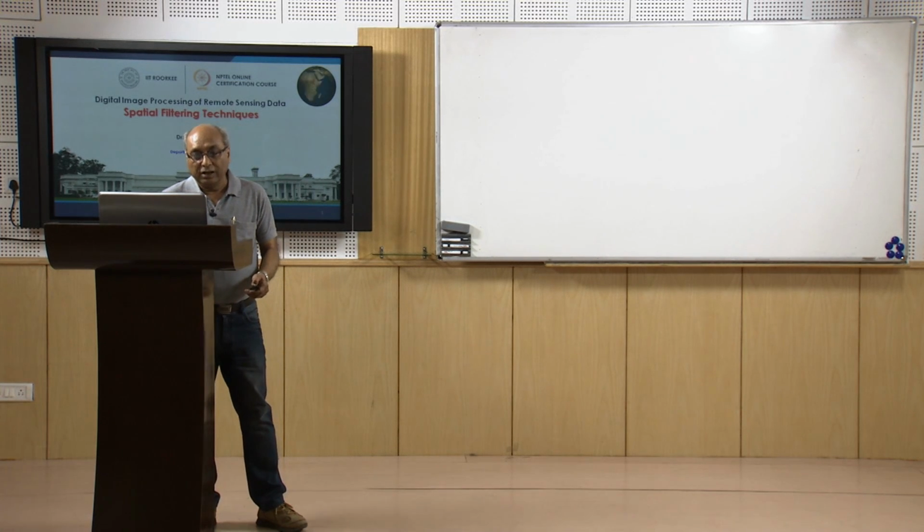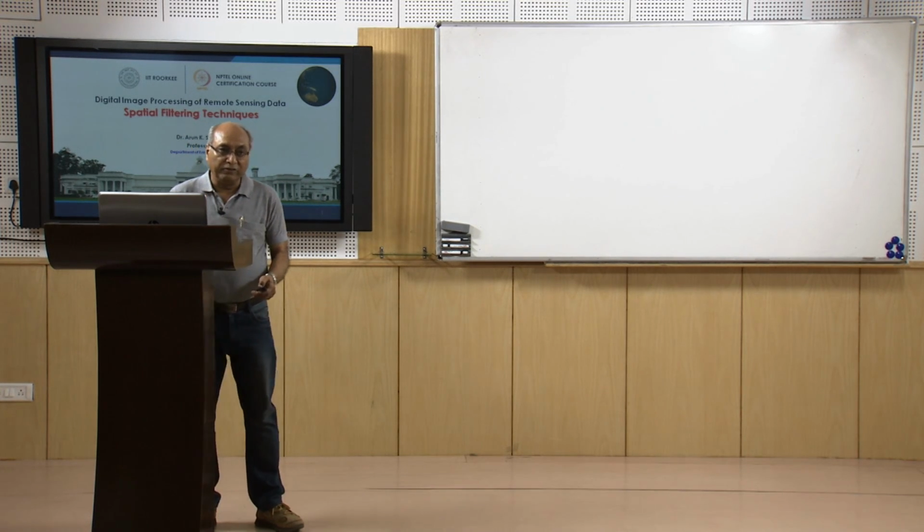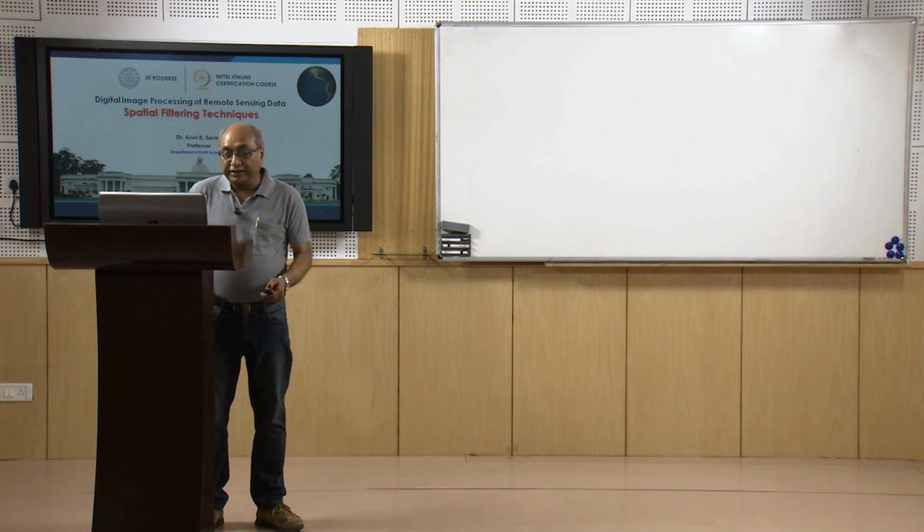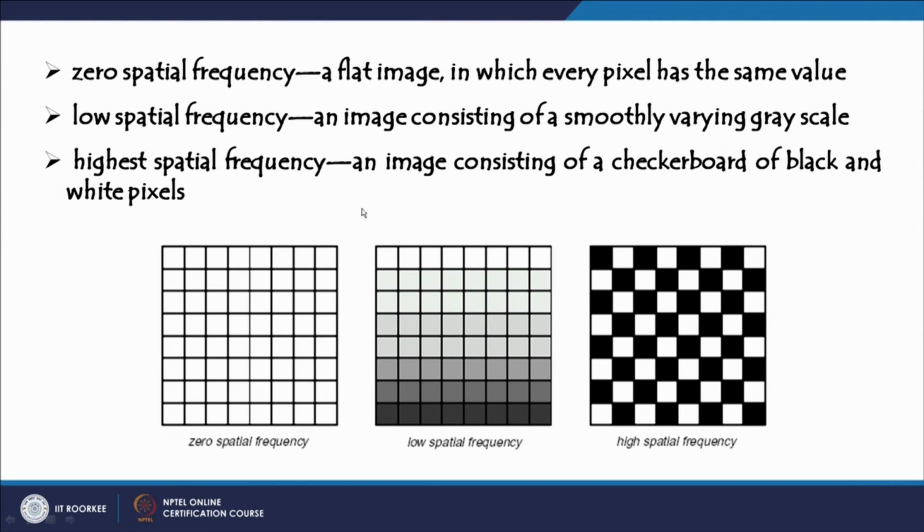So there is no straightforward rule that says every time you have to apply this. It depends on the image, what the contrast is, what the features are, and how they are presented in association. The first example here has zero spatial frequency, no variations among pixels, a flat image in which every pixel has the same value.